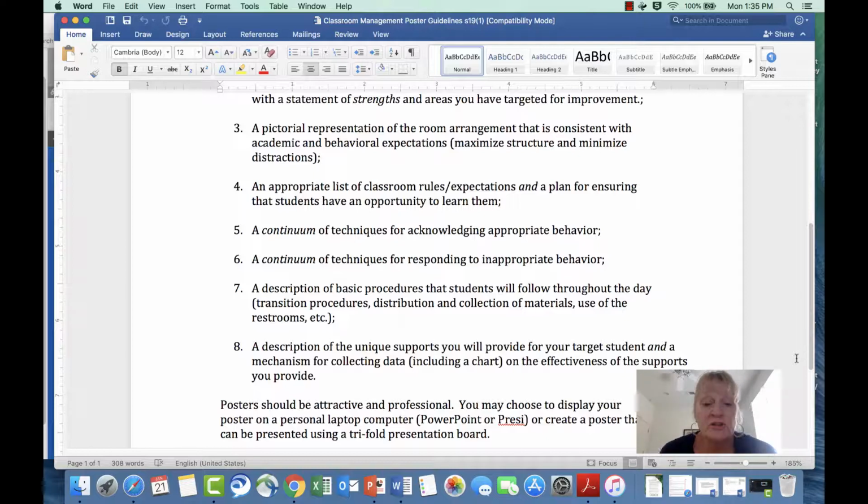Okay. I want you to describe basic procedures that students will follow throughout the day. And you all know this, you've all been in classrooms. It is really important to think about what we are going to be doing.